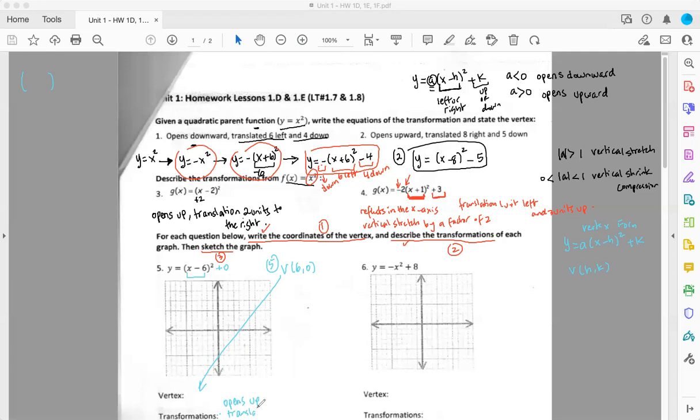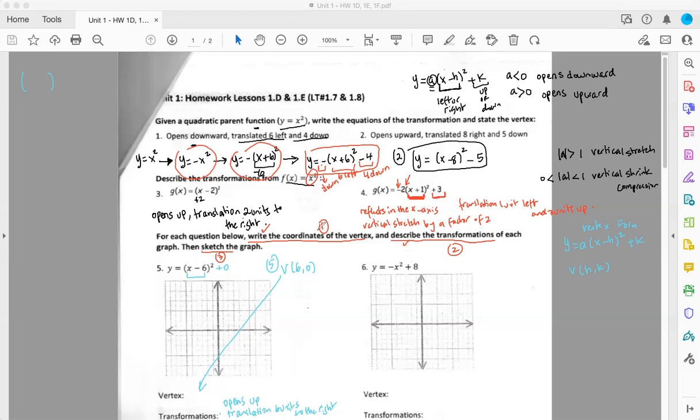Translation, 6 units to the right. Nothing else, right? There's no number in front of the parenthesis, there's no negative, there's nothing being added on the outside, etc. So this is pretty much it.